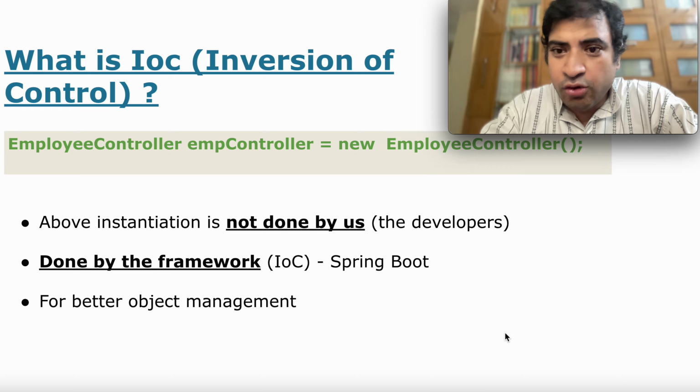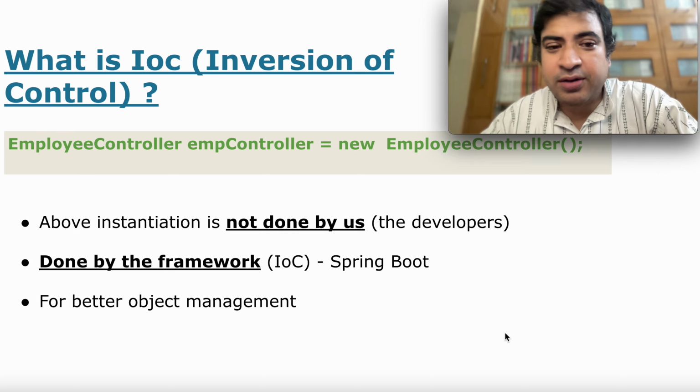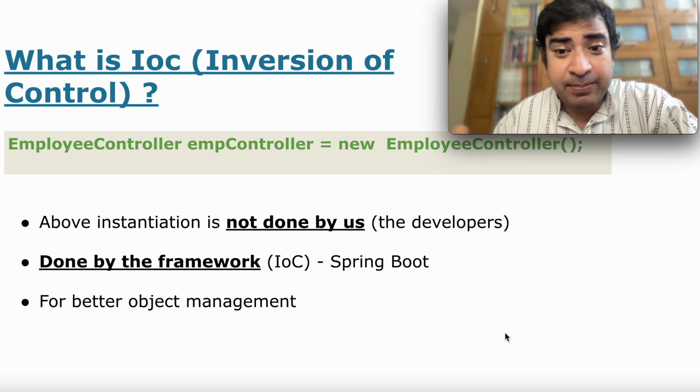Well, normally in object-oriented programming, if we want to instantiate any class, if we want to create an object of the class, we use the new operator. Like I have given an example here. If we want to create an instance of an employee controller, we would do it like this.